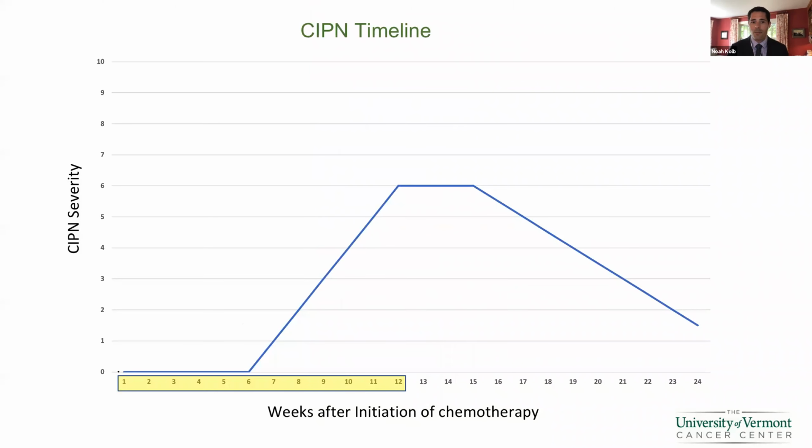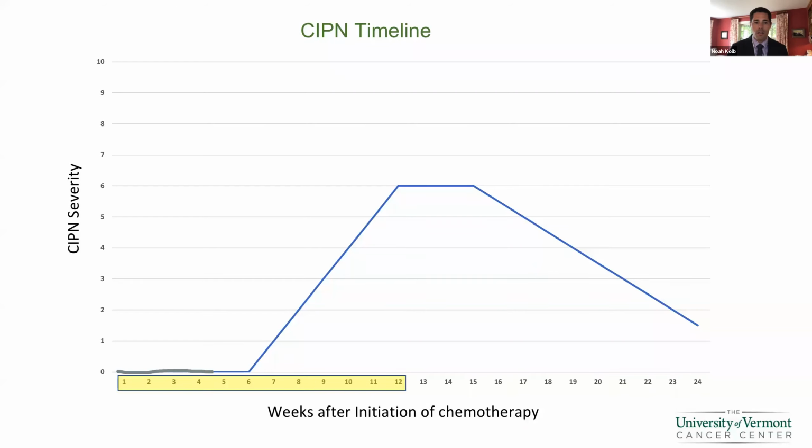So when we think about chemotherapy-induced neuropathy, this is kind of what people tend to think, that it happens somewhere in the middle of chemotherapy. It sort of hits maximum when people finish chemo. They have symptoms for a little while, and then it starts to improve. And I think if you look on average, this is probably pretty accurate, but there's a huge amount of variability. And it's important to understand that to be able to diagnose this appropriately.